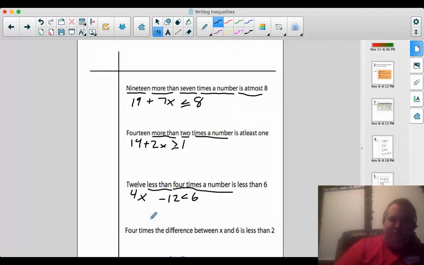Okay. Last one, 4 times the difference. So 4, I'm going to multiply. Now I'm going to be careful here because it says 4 times the difference. I'm not multiplying 4 by any one of these numbers individually. I'm multiplying 4 times the difference. So this is another example like we saw with expressions where I need to have parentheses. There's an implied parentheses, because if I'm multiplying 4 times the difference, I have to find out what the difference is first. The difference between x and 6 is x minus 6. 4 times that difference is less than 2. So 4 times (x minus 6) in parentheses is less than 2.